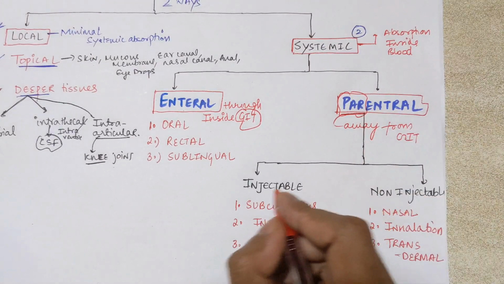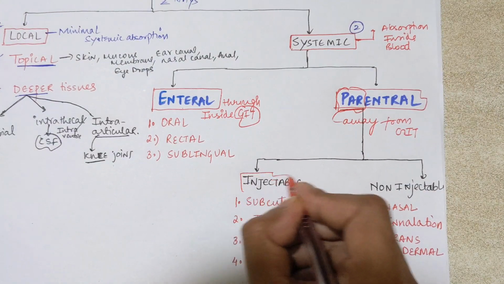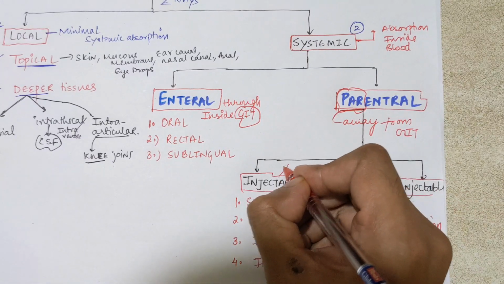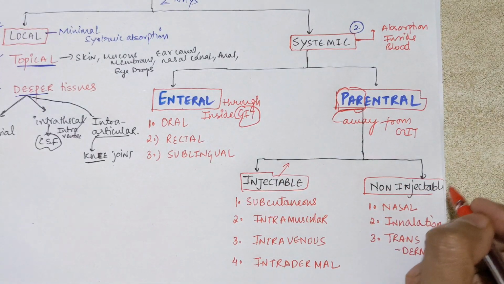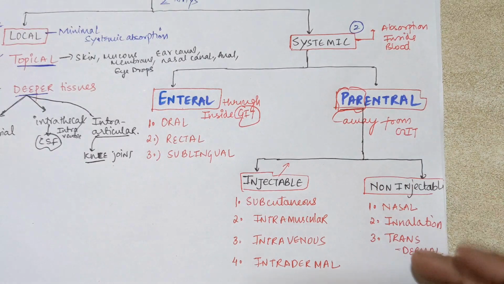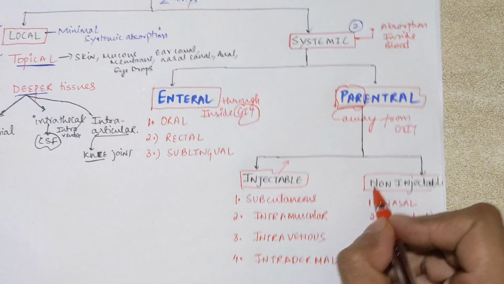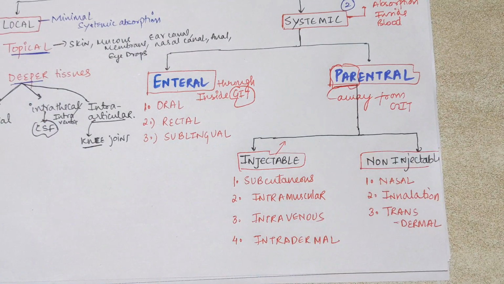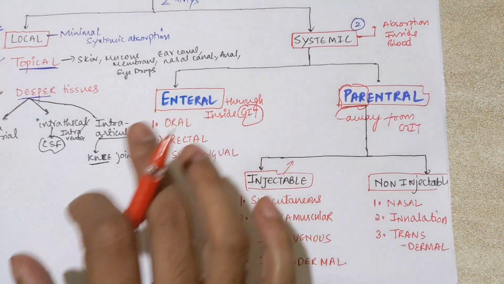So in parenteral we'll be having two routes, means two ways. That is, we are dividing into two ways: injectables, through injections, and non-injectables. But they also come in the parenteral route. So we are dividing into two categories, that is injections and without injections. Okay, we'll be discussing later on. So now let's move on to the enteral route.